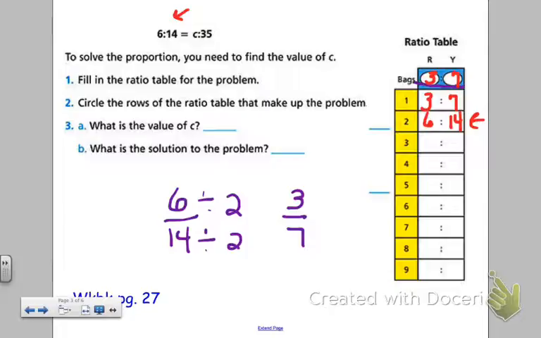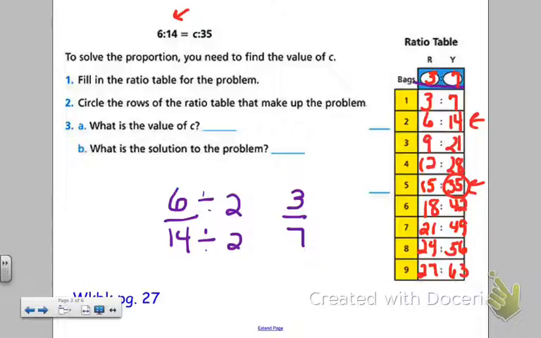If I keep going here, let's see, 3, 6, 9, 12, 15, 18, 21, 24, and 27. And if I count by 7, 7, 14, 21, 28, 35, 42, 49, 56, and 63. Okay? And if you look carefully, you can see here's that 35.